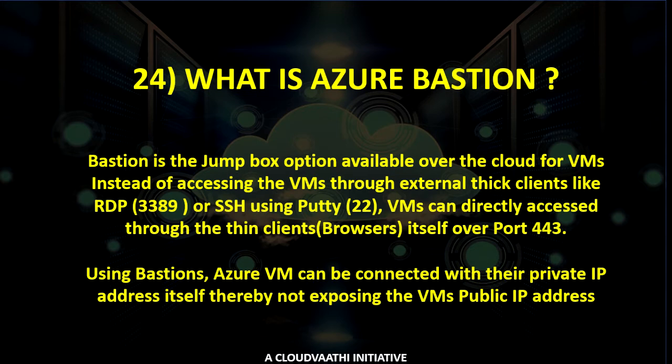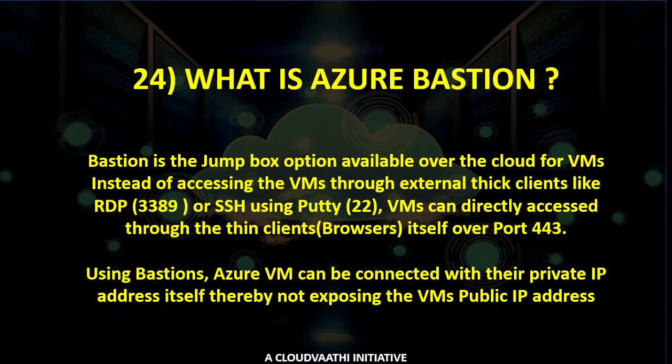A jump box is a temporary placeholder, right? So that would be exposed to the internet. So instead of exposing the actual resource to the internet, we will be exposing this temporary placeholder called jump box or bastion, right? So internet users, only the allowed users, will connect to this temporary jump box, and from that they can connect to the actual resource, through internal communication through the virtual network. So this is the concept of Azure Bastion, right?